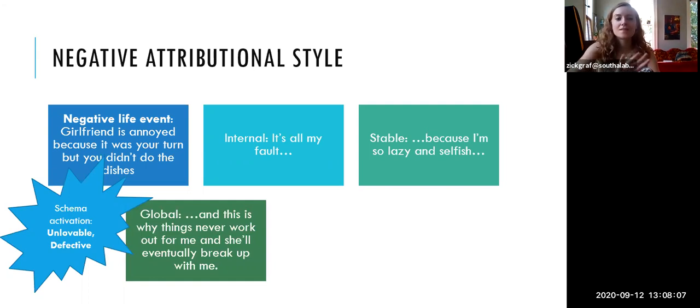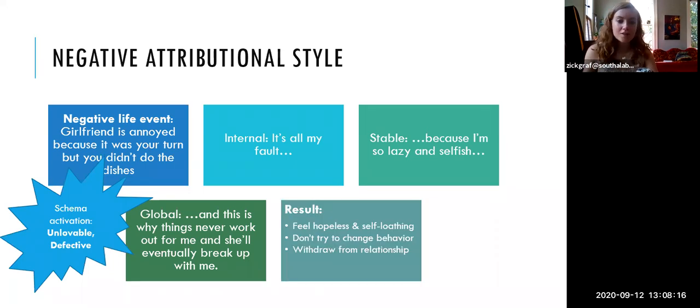So this is an example of, because the schema was activated, the schema that he's unlovable and defective, he makes a negative attribution about the situation, about his girlfriend being mad. And that negative attribution might result in emotions like helplessness and self-loathing, in behaviors like not really trying to change, because if his girlfriend is going to break up with him anyway, and if it's because he sucks, because he's lazy and selfish, then why bother changing? Nothing he does really affects that. And it might lead him to preemptively emotionally withdraw from the relationship because he thinks that she's going to leave no matter what.